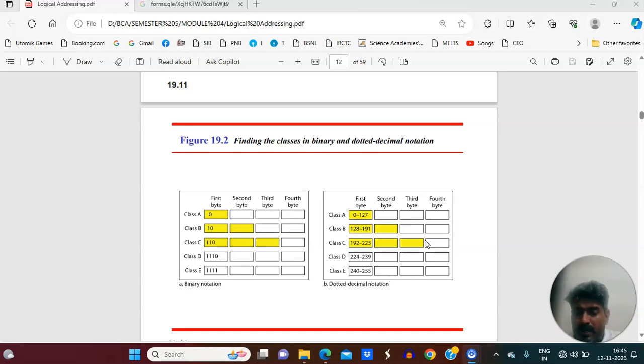Similarly, class B reserves 2 bytes for the network address and 2 bytes for the host address, which means it can have 2 raised to 16 participating systems in each of the networks.